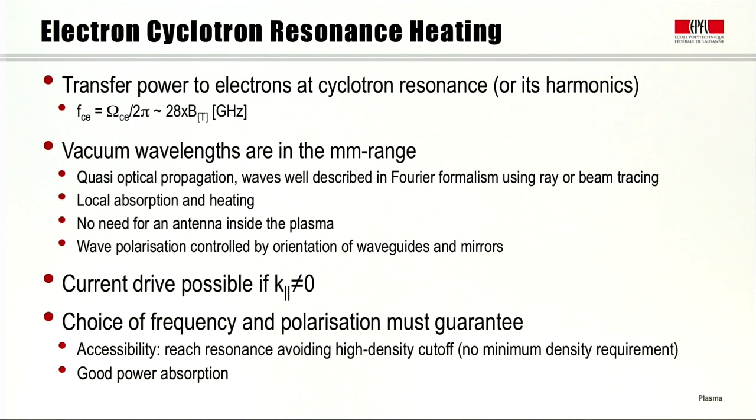So these are general concepts that apply to different kinds of waves, and we're now focusing on the electron cyclotron resonance heating scheme. The idea here is to transfer power to the electrons at the cyclotron resonance or at its harmonics. If I take the fundamental cyclotron frequency, so n equals 1, in the previous expression, and I express that in gigahertz, the value is about 28 times the magnetic field expressed in Tesla. So for a 3 Tesla device, we have something of the order of 100 gigahertz.